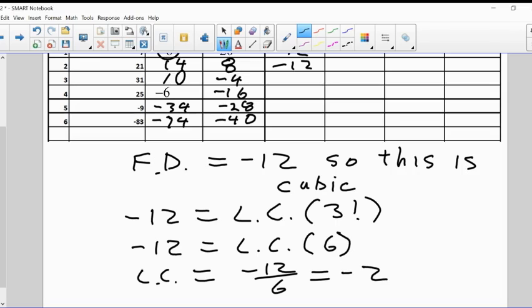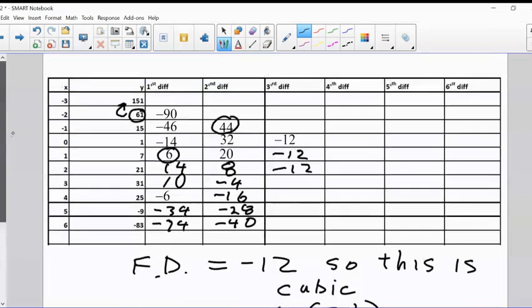So I now know the lead coefficient of whatever function generated this table of values, the one circled in red. I know two things about it: I know it's cubic, and I know the lead coefficient is minus 2. That's actually enough for us to get the actual equation. But more of that later on. We'll get to that later on.